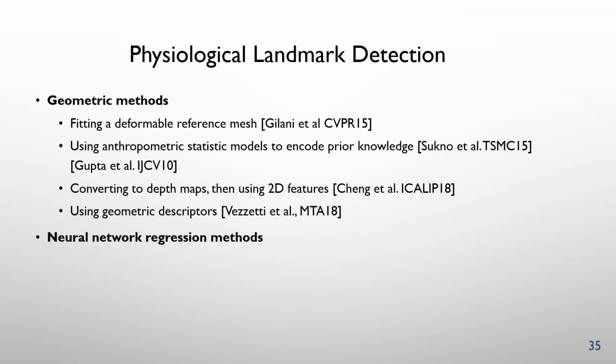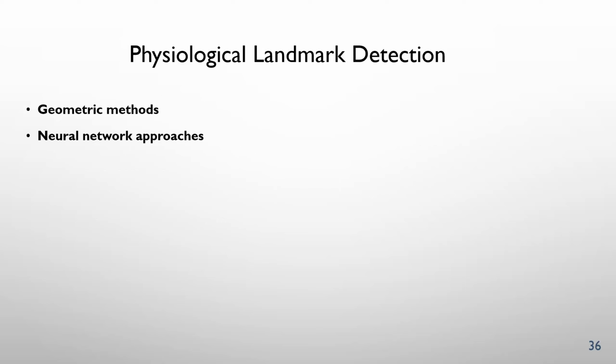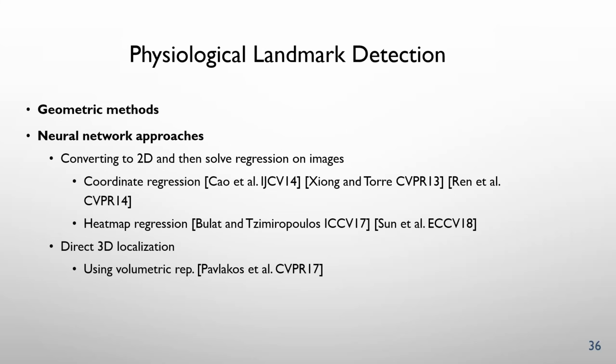There are a few geometric methods that have been developed. For example, people use deformable reference templates or active appearance models to fit the template and localize the landmarks. Some convert the 3D data onto 2D images and then apply 2D landmark detection methods. There are also a few relevant neural network regression systems that could be applied. But in general, again, because of the lack of well-annotated data, this has been little explored.